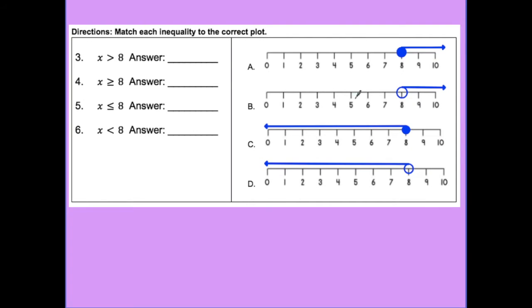Here we have another matching. So I'm looking at the greater than. So greater than can only be the A or B, right? Because those are going to the right here. And only greater than is going to be B. Greater than or equal to is choice A, because it has the open circle.